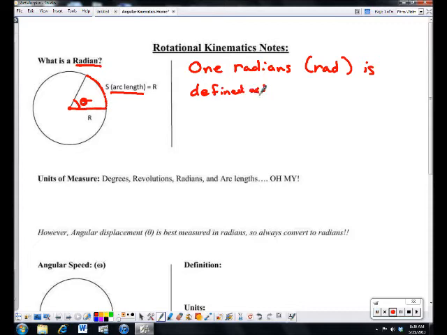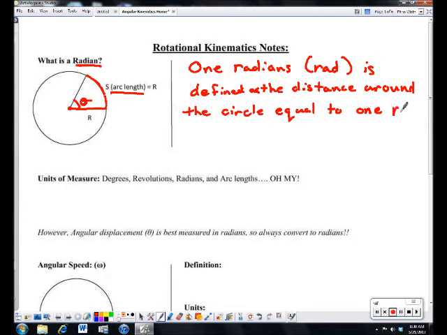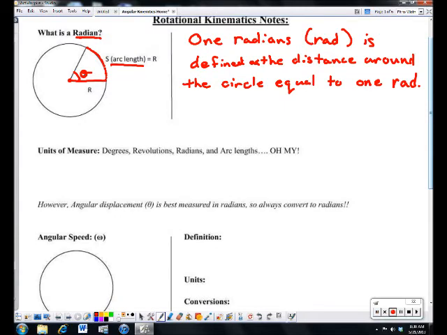as the distance around a circle equal to one radius, or rad. All right. Now, because of that, we're going to be left with some interesting points.